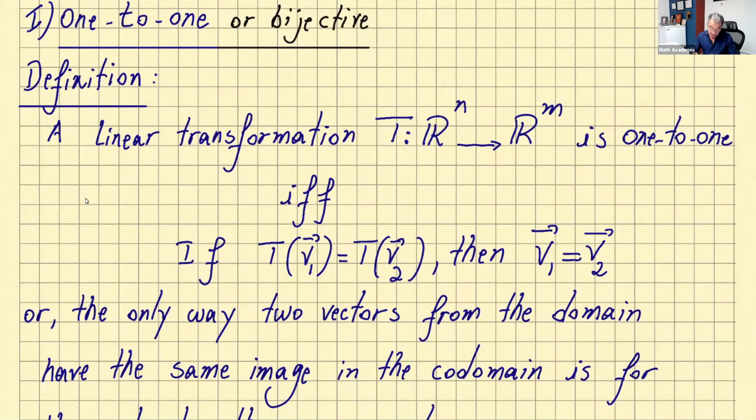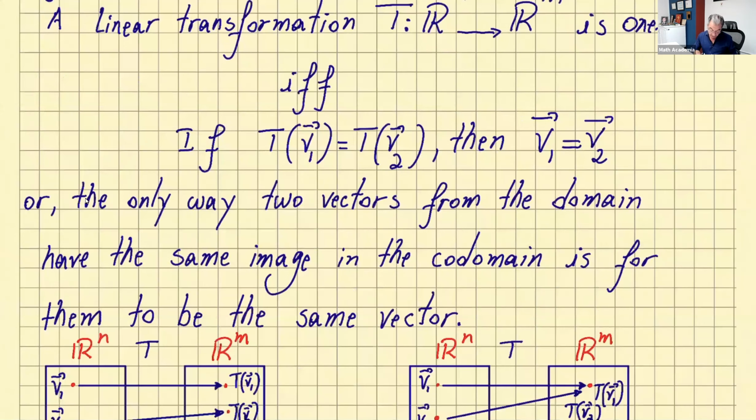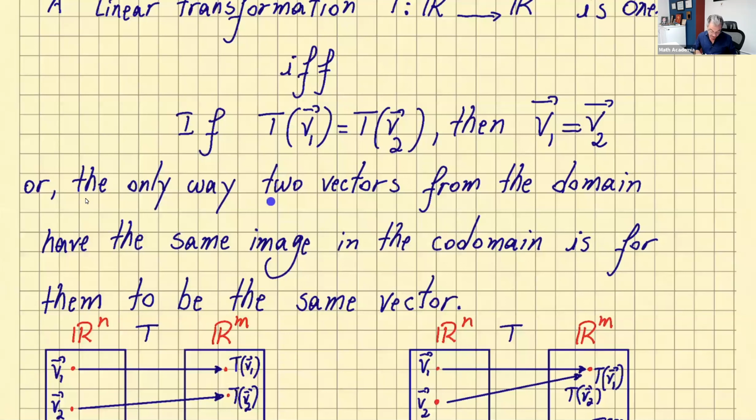So the definition, let's go over the definition. A linear transformation from Rn to Rm is one-to-one if and only if T of v1 equals T of v2 implies v1 equals v2. In other words, the only way two vectors from the domain have the same image in the codomain is for them to be the same vector. Let's see how that works.